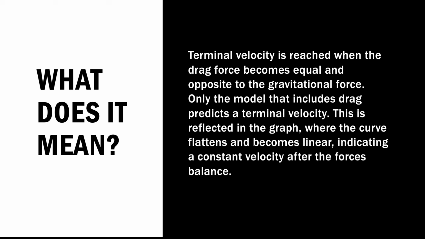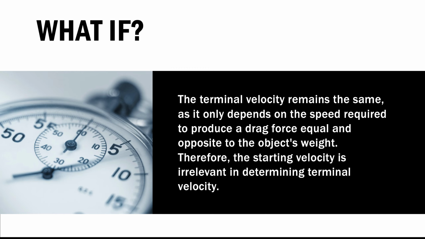Terminal velocity is reached when the drag force becomes equal and opposite to the gravitational force. Only the model that includes drag predicts a terminal velocity. This is reflected in the graph where the curve flattens and becomes linear, indicating a constant velocity after the force is balanced. What if? The terminal velocity remains the same as it only depends on the speed required to produce a drag force equal and opposite to the object's weight. Therefore, the starting velocity is irrelevant in determining terminal velocity.